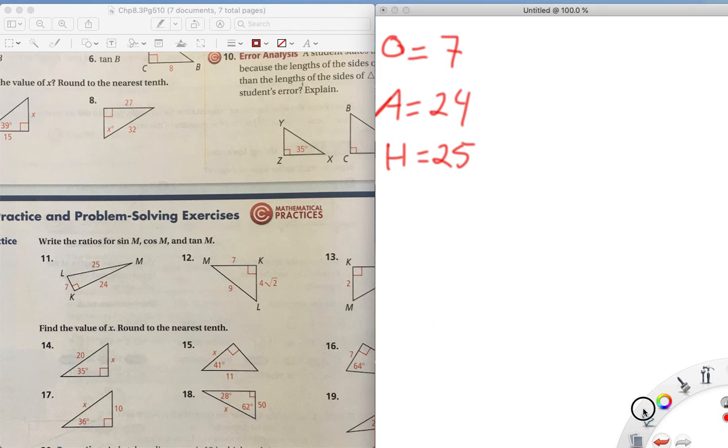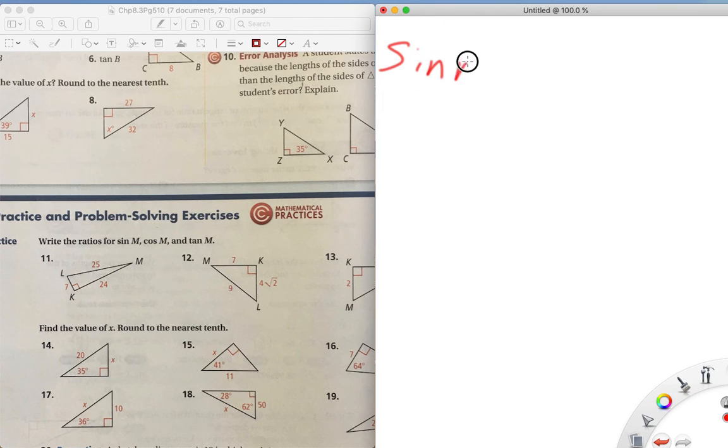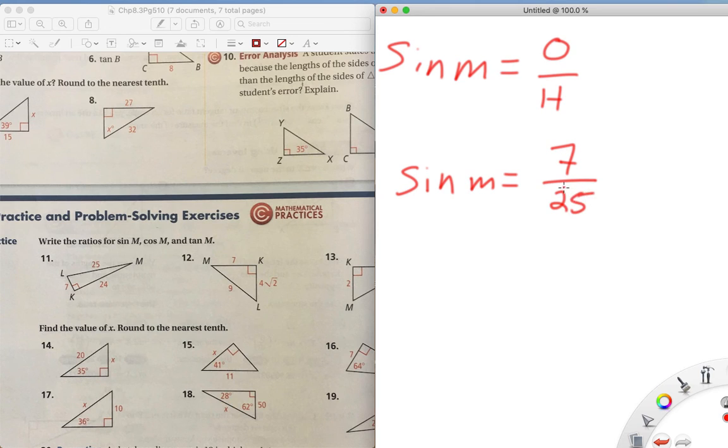So when we talk about sine of m, we're talking about, from SOHCAHTOA, S-O-H, or opposite over hypotenuse. So sine of m, knowing that my opposite is 7 and my hypotenuse is 25, my trigonometric ratio would be 7 over 25. That is sine of m.